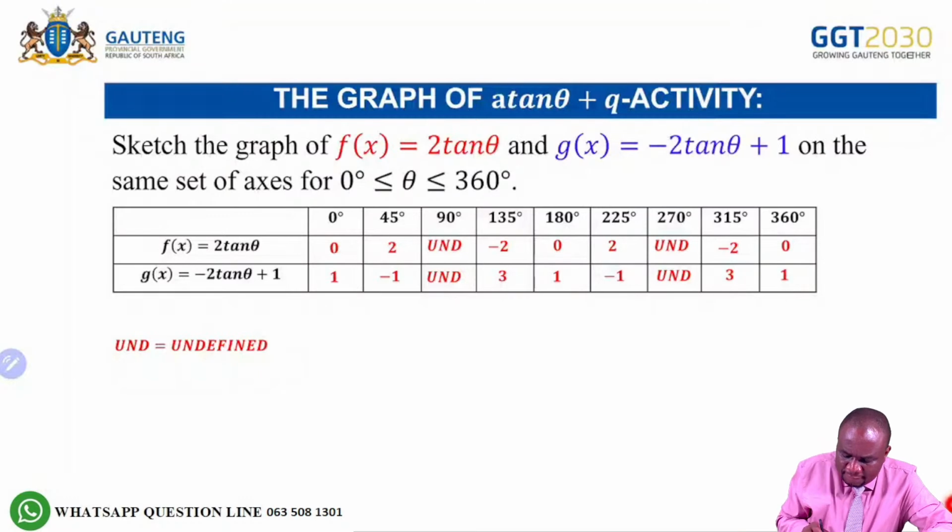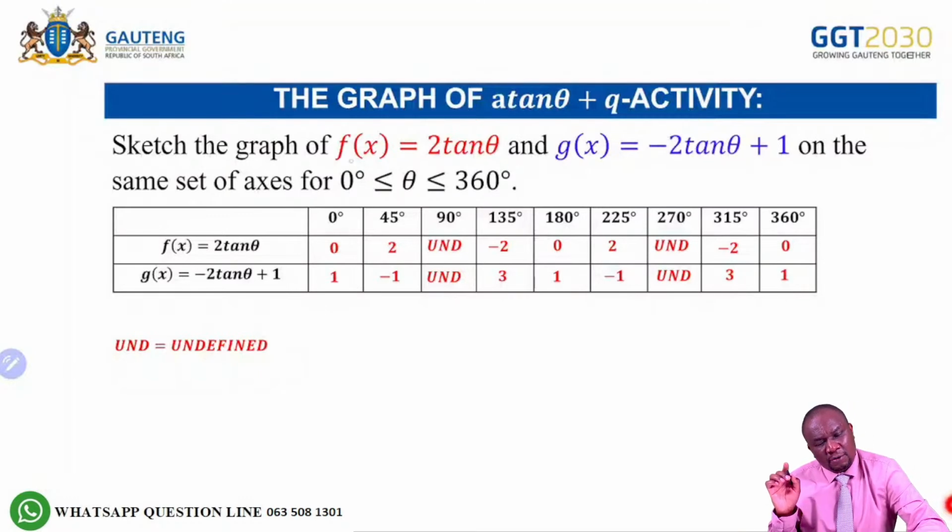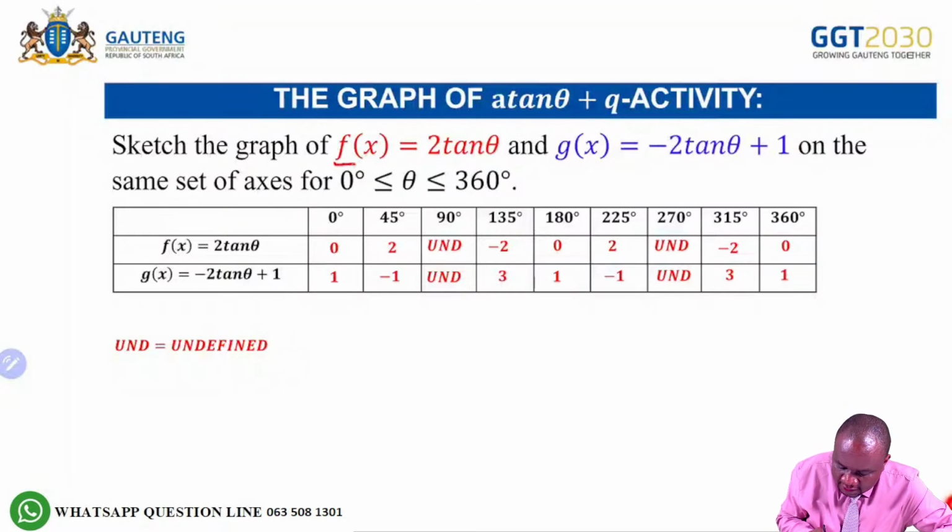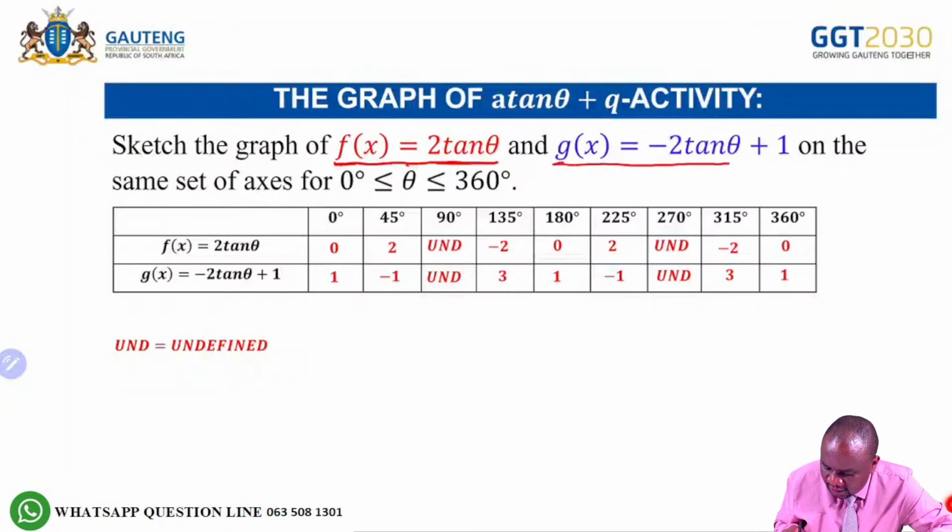Right, we have the graph of f of x. Now don't think of f of x equal to tan theta now. It's different. F of x is 2 tan theta. Our a is now 2. And then g of x is negative 2 tan theta plus 1. They are drawn on the same set of axes. I'm going to show you. You don't need to sketch this. I have them, so I'll just show you. Right, these are the two graphs we're going to discuss.